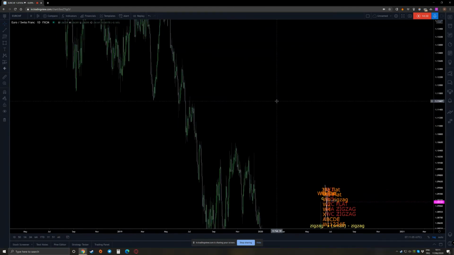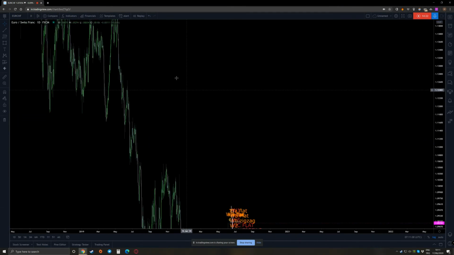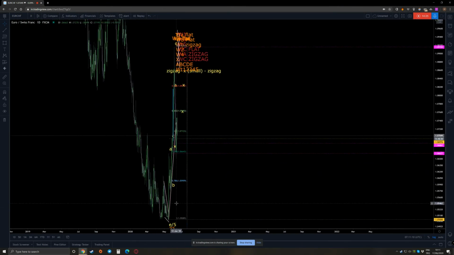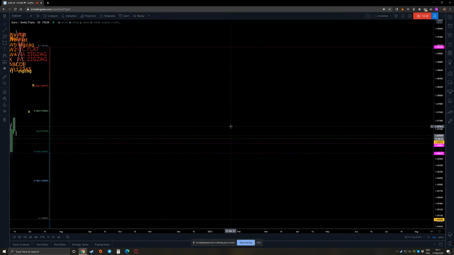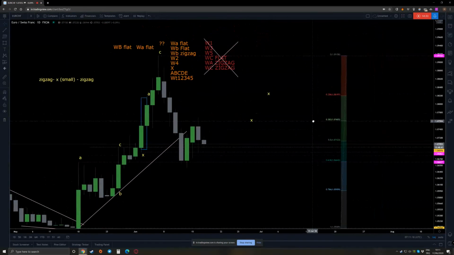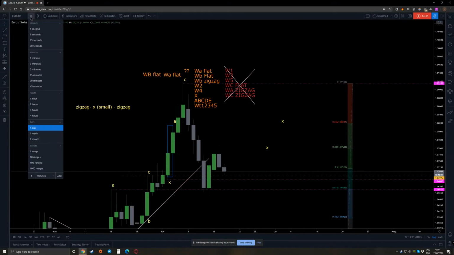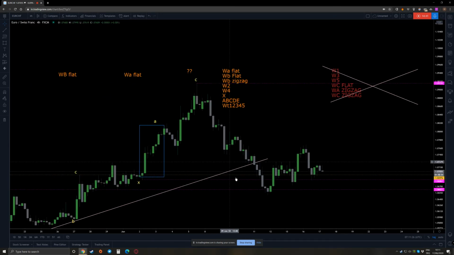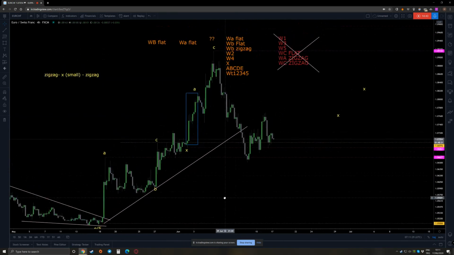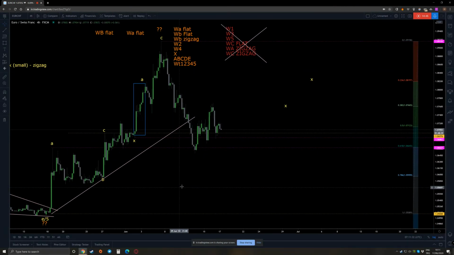Okay, so when you look at how this move has been going down, there is a chance that this can be an X wave, for example, of a bigger degree. That is a more likely scenario than something like a second wave or fourth wave. So what you need to do is always try to find the most possible scenario.